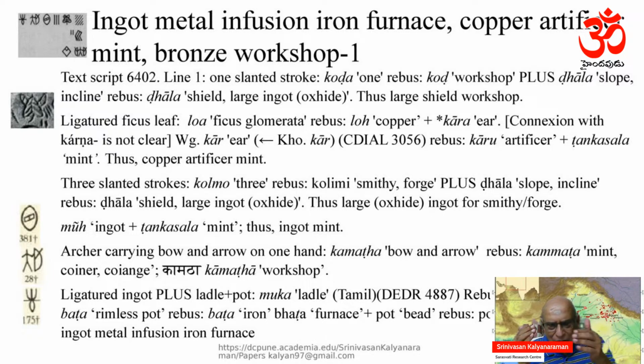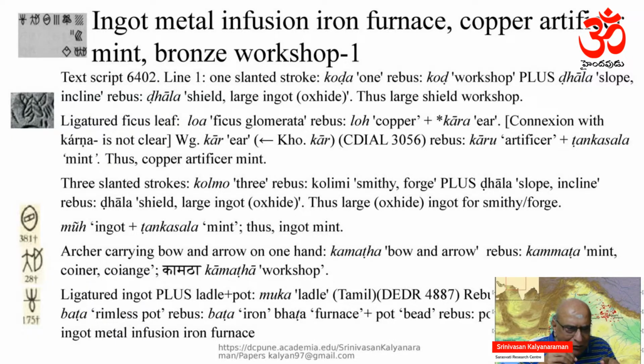Kamaṭa, bow and arrow, kamaṭa mint, kamaṭa workshop, company. Each of the signs can be read. You can go through it carefully. Dhāla shield, koḍa 1, wood workshop, ficus leaf, loa, Ficus lobata, loh copper, kāra ear, rebus kāru artificer, lankhasala mint. Three slanted strokes, kolmo 3, kolmi smithy forge, plus dhāla slope, incline, dhāla shield, large ingot, plus large ingot, outside ingot, for smithy forge. Or it can be a rhombus sign, muh ingot, lankhasala, inline, plus ingot mint.